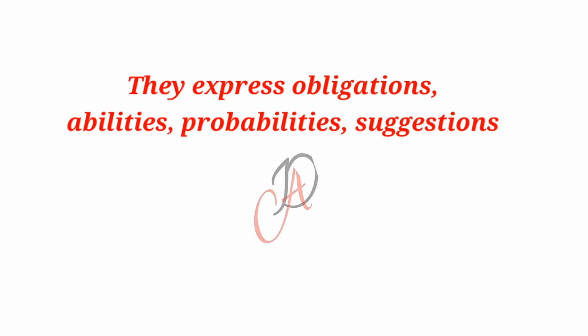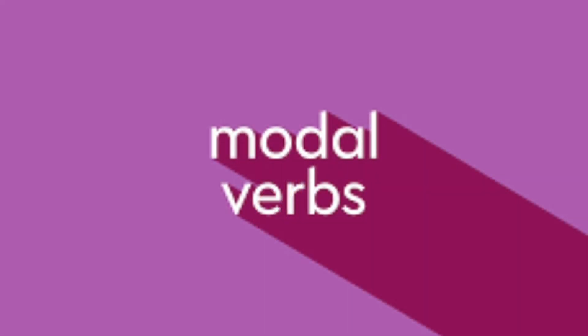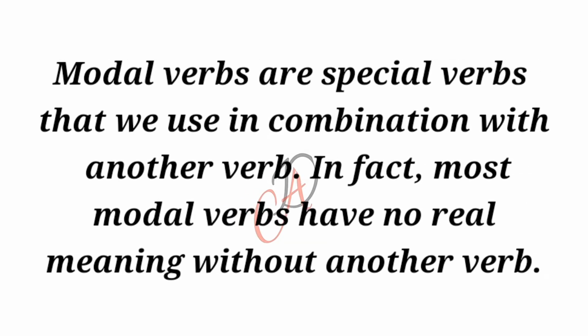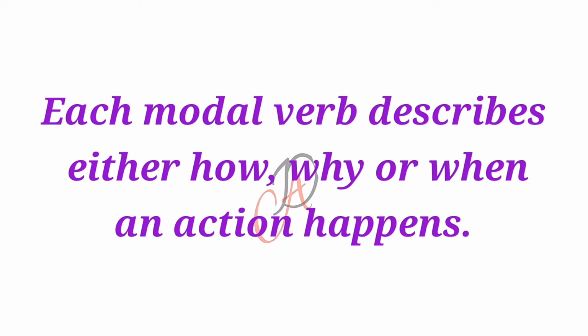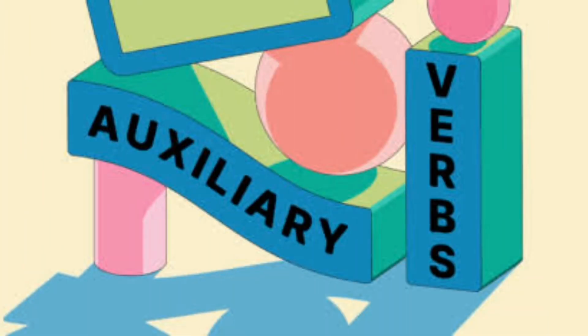So, before knowing how to use these verbs, it's very important to know what modal verbs actually are. These are special verbs that we use in combination with another verb. In fact, most modal verbs have no real meaning without another verb. Each modal verb describes either how, why, or when an action happens. In fact, these verbs are a type of auxiliary verb, that is, a helping verb. They are used together with the main verb of the sentence.